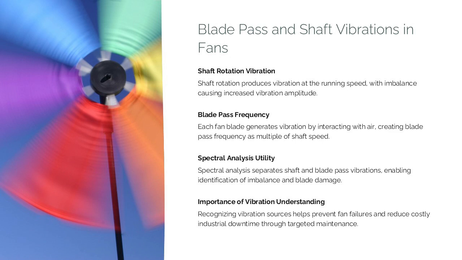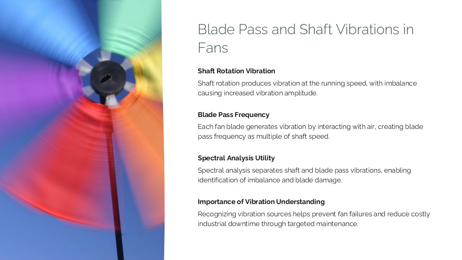If additional factors such as bearing defects or aerodynamic turbulence are present, the complexity increases further. In practice, analysts use spectral analysis to separate these components. In the frequency domain, the shaft rotation appears as a peak at 1x or 1 order, while the blade pass frequency appears as a peak at a higher multiple of the shaft speed. This separation enables accurate identification of issues such as imbalance, blade damage, or aerodynamic problems.